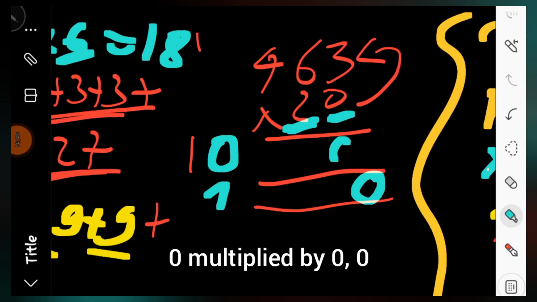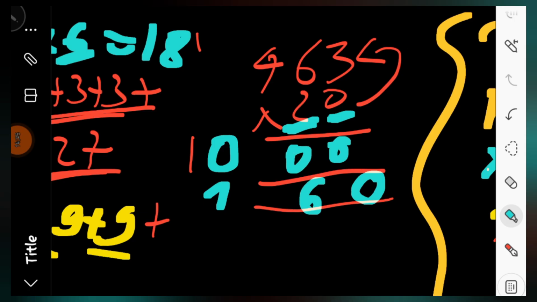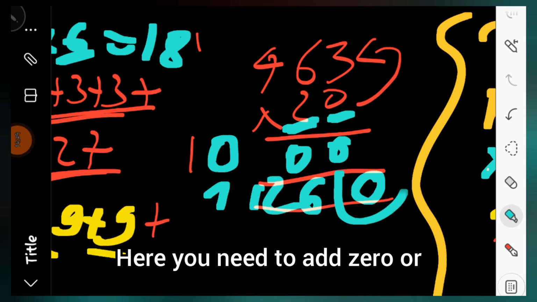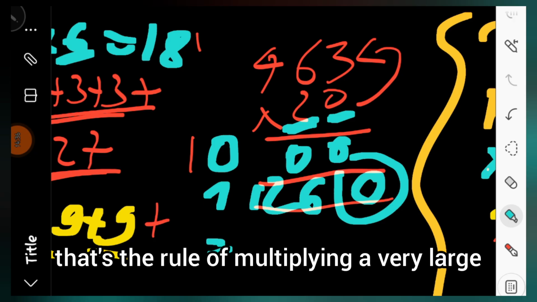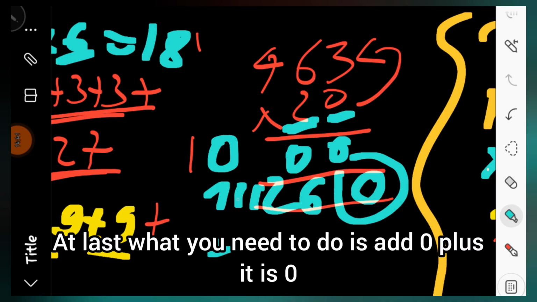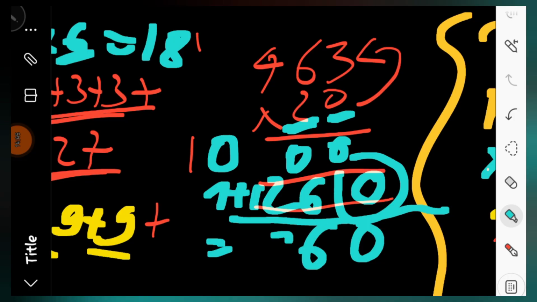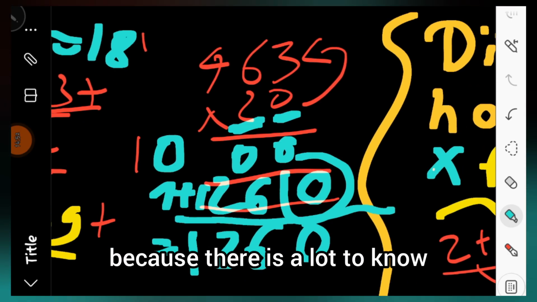0 multiplied by 0 is 0. And 2 multiplied by 3 is 6. 2 multiplied by 6 is 12. Here you need to add 0 or nothing, because that's the rule of multiplying a very large number in this way. At last, what you need to do is add: 0 plus 0 is 0, 6 plus 0 is 6. The answer is 1260. I hope you understand. I really can't explain this much further because there is a lot to know.